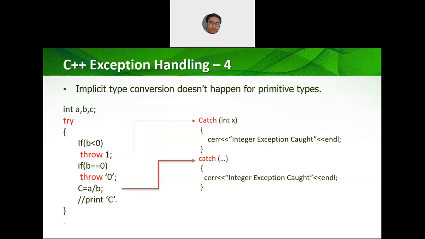Okay. Next, notice that there is no implicit typecasting. That means, if you are throwing 1, it is an integer throw. If you are throwing 0, it is ASCII 0, and it will not implicitly convert to integer. That means if you are throwing 0, this will not go to this catch. Instead, this will go to the universal catcher. This is an important point. So implicit type conversion doesn't happen for primitive types.